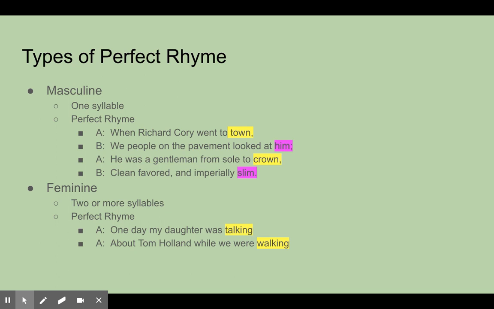And again, as you can see, it already starts to create a very sing-song cadence. You probably are having flashbacks to your nursery rhymes. "Jack and Jill went up the hill to fetch a pail of water. Jack fell down and broke his crown, and Jill came tumbling after." You've got a very sing-song cadence that gets created with a perfect rhyme.